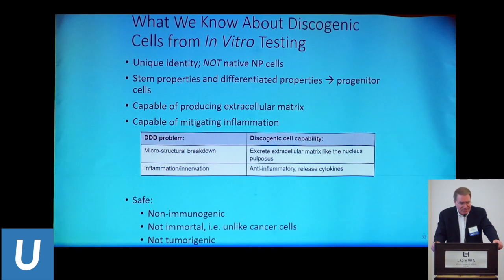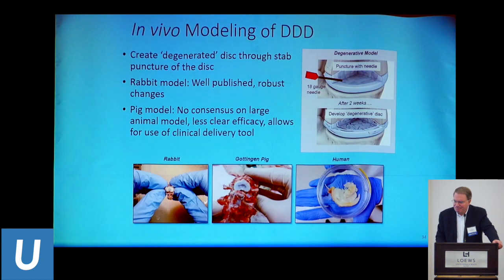Basically what we're doing with disc is taking the disc and then deriving the progenitor cells. They have stem-like properties. They're not immortal. They produce ECM, and they can mitigate inflammation and immune response. So you go from the lab into animal studies, again, in anticipation of trying eventually to get these things into humans.